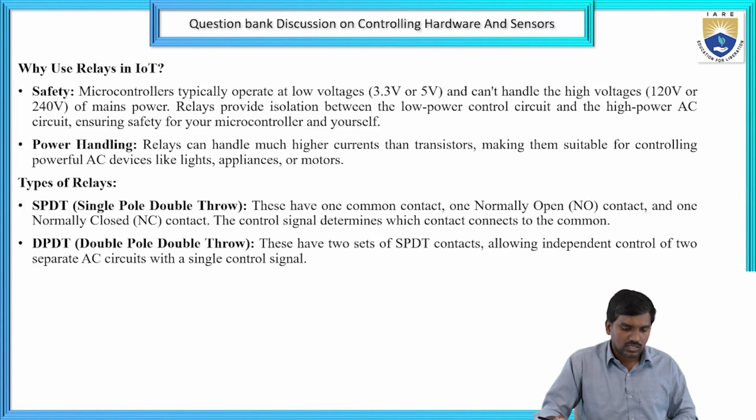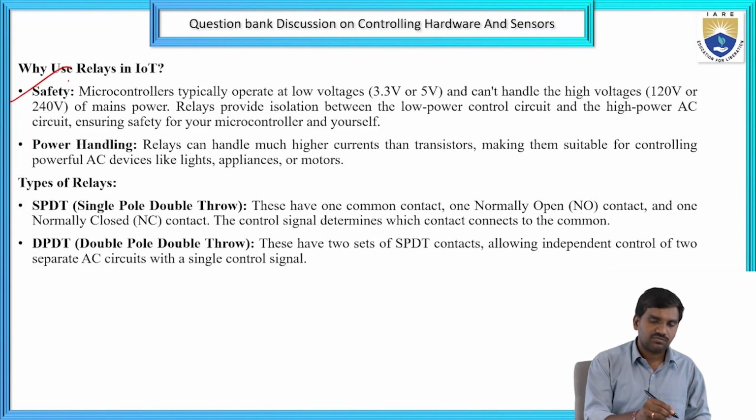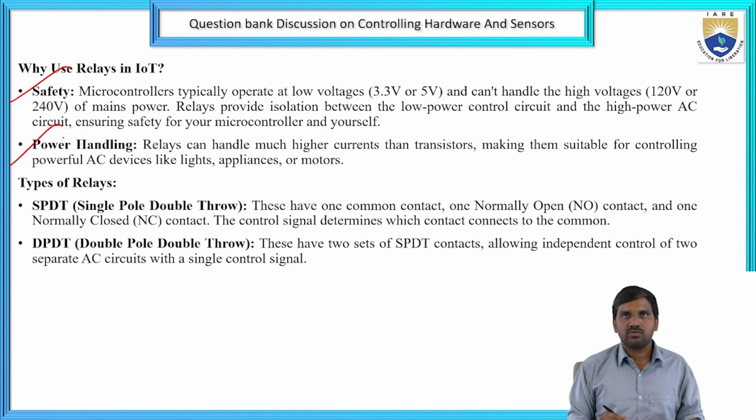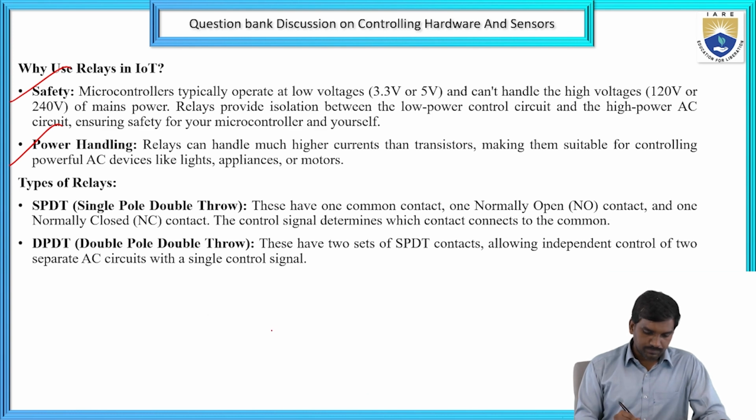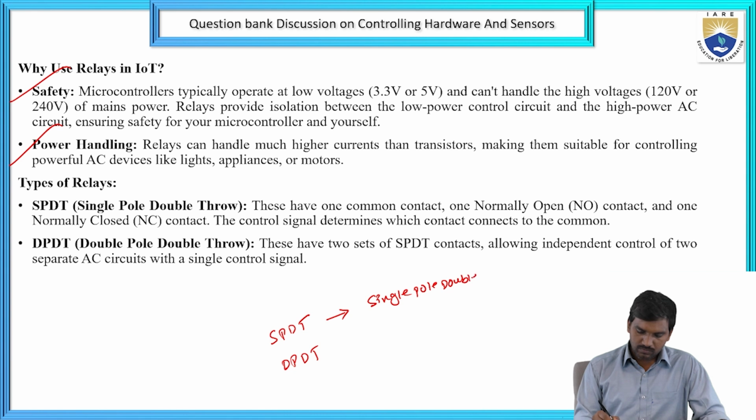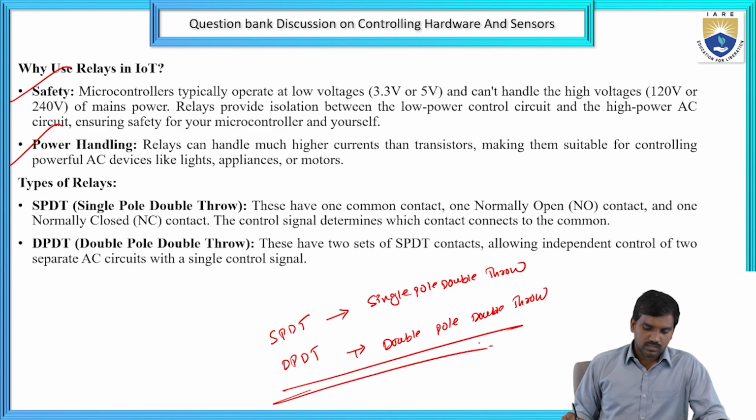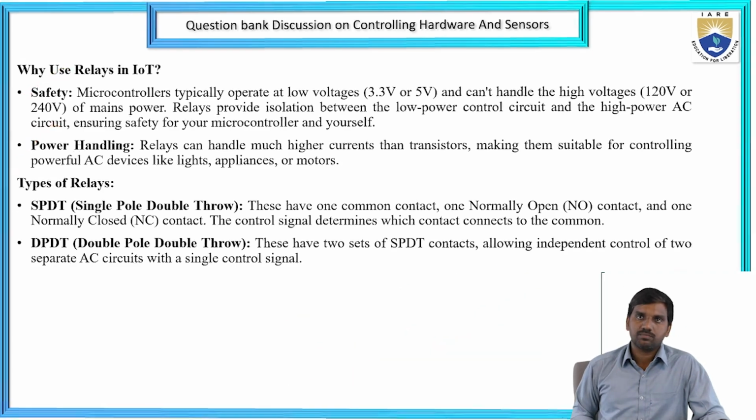Why use relays in IoT? To maintain the safety of the IoT device, and power handling capabilities also increase. So the types of relays: SPDT and DPDT. SPDT is nothing but single pole double throw, and DPDT is double pole double throw. So these are the two types of relays which are available for developing IoT real-time projects.